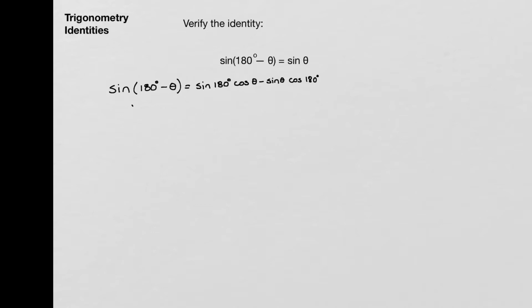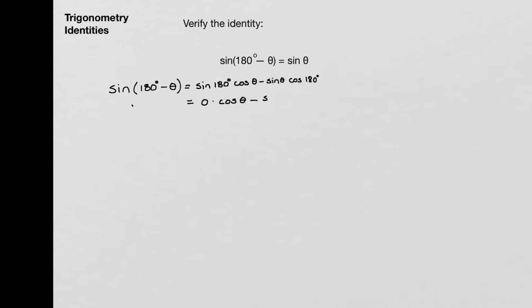So pretty straightforward there. Now I can evaluate the sine of 180 degrees and the cosine of 180 degrees. So the sine of 180 degrees is 0. So I have 0 times cosine theta, which is good. That means the cosine theta is going away. We didn't want it anyway.